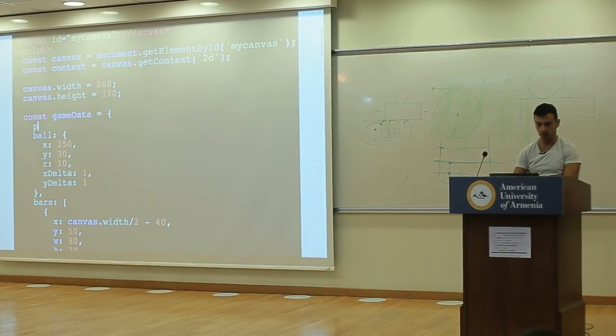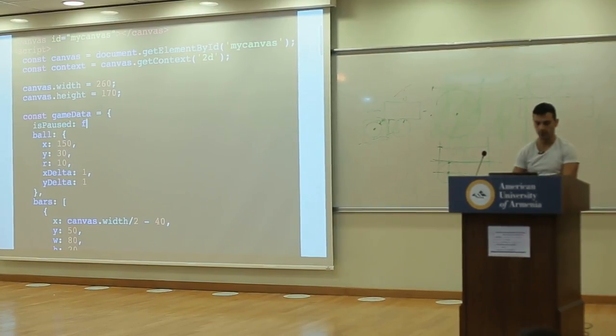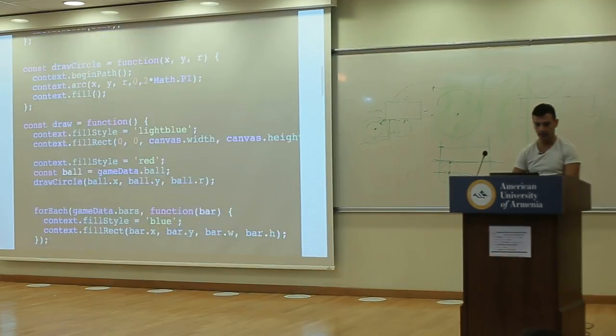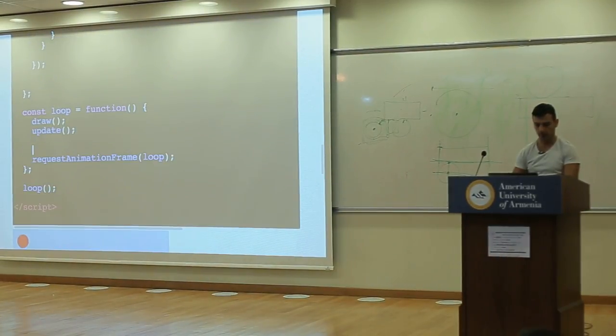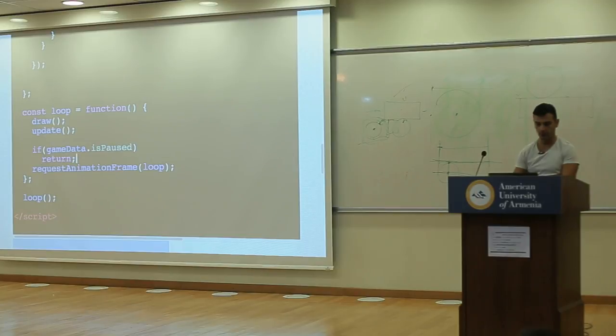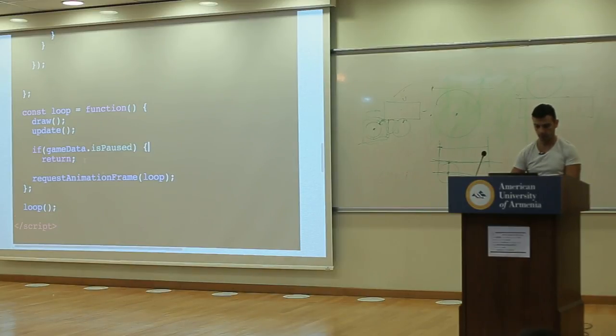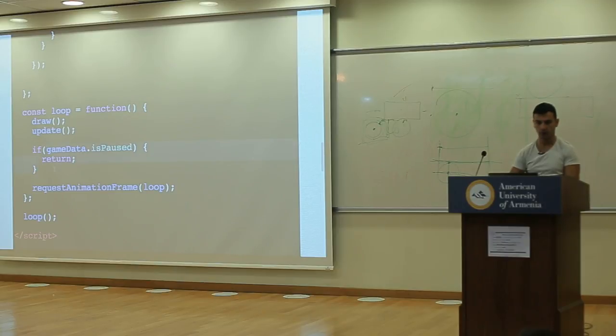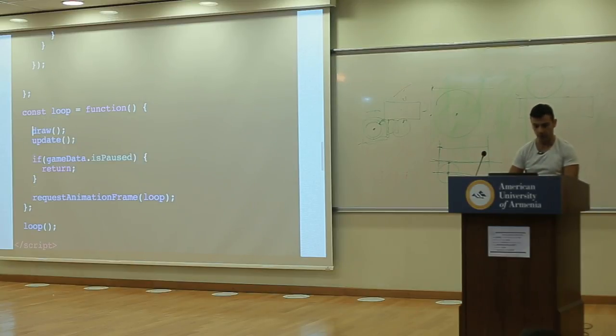So let's have an is paused, false. Initially, let's have it be false. And in here, before we loop, let's do if game data.isPaused, we stop, we return. We terminate our recursion. Actually, this would be stopped, not paused, because if you then did unpause, you would have to call loop again to start the cycle. Okay, but actually, you know what? Why don't we continue the loop, but not draw or update anything? So if not paused, let's do this. If it's not paused, then do this stuff.